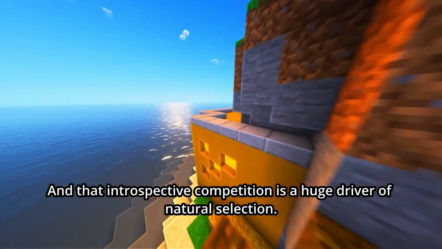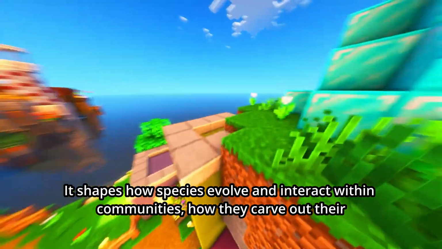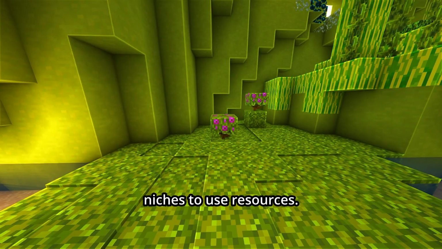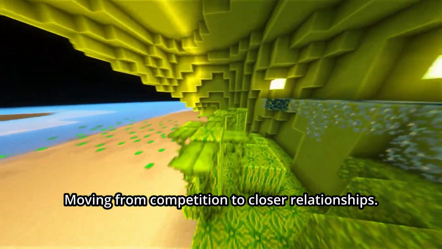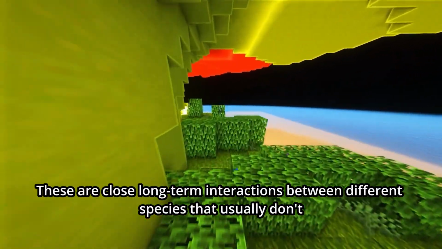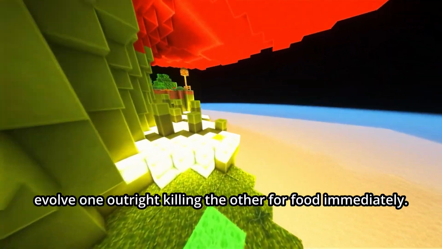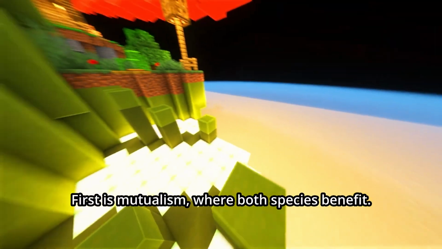And that interspecific competition is a huge driver of natural selection. It shapes how species evolve and interact within communities, how they carve out their niches to use resources. Okay, moving from competition to closer relationships. Symbiotic relationships. Yeah. These are close, long-term interactions between different species that usually don't involve one outright killing the other for food immediately. First is mutualism, where both species benefit.